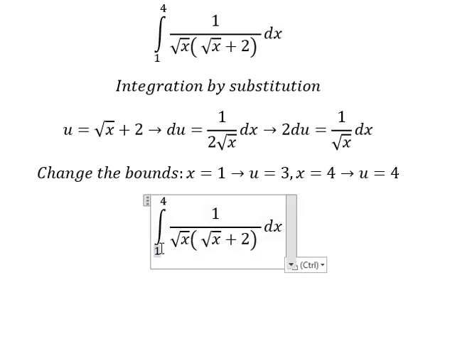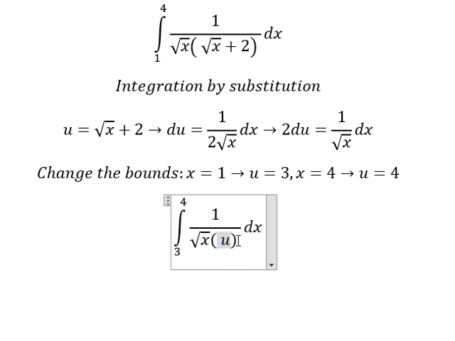Number 1 we change to 3. Number 4 we keep the same. This one we change to u. The s over the square root of s we change to 2 du.